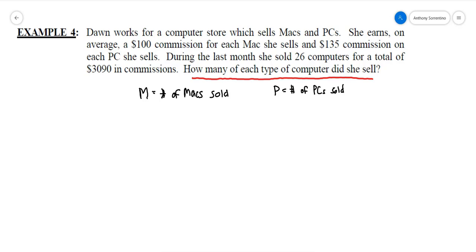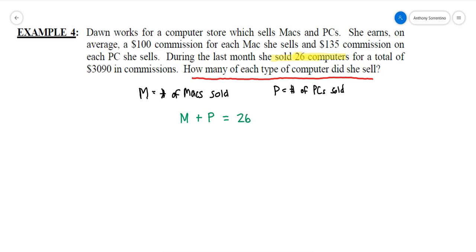So let's take a look and see what information we have here. There's two things that we're looking for, because there's only two types of computers they're mentioning, and they're looking for how much she sold of each. So I have two values I'm looking for, which means I need to come up with two equations that relate these two together. So one equation is the fact that she sold 26 computers. That means that the number of Macs that she has plus the number of PCs that she sold should total 26.